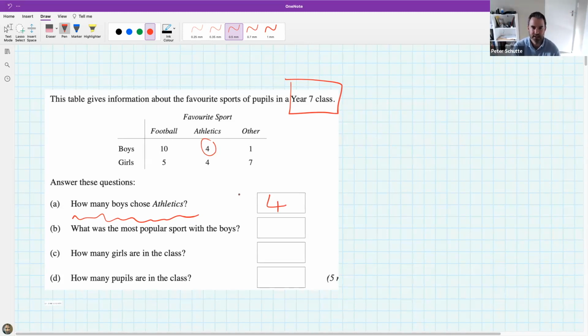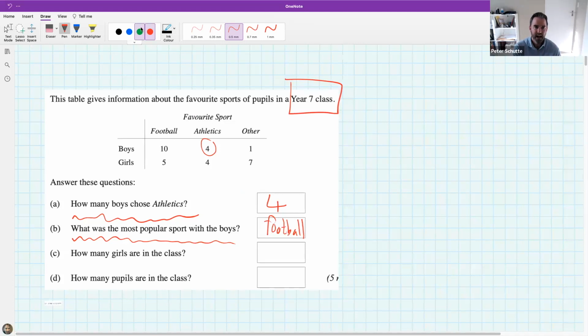Love it. Now, I want to know, looking at the table, what was the most popular sport with boys? Well, if we look at the boys row, it's definitely going to be football because 10 of the boys chose football, and only 4 chose athletics and 1 chose other. Okay, fantastic. You guys are smashing this.